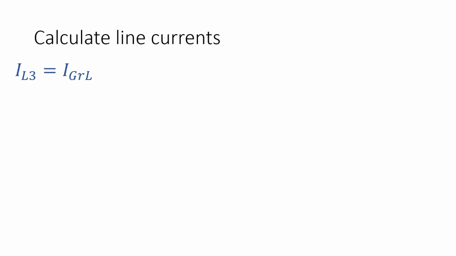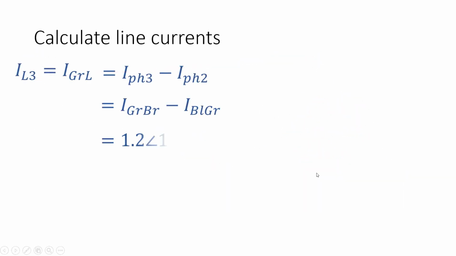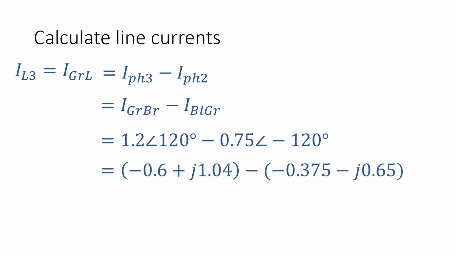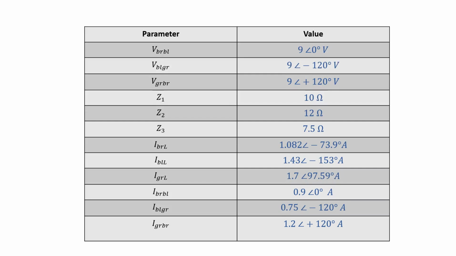And finally, you've got the line current in line 3, which is the difference between phase 3 and phase 2 currents. Again, you've got your line current here, and this node is where you got phase 3 minus phase 2 current. Do that calculation, turn it into rectangular, and what you get is 1.7 at 97.59 degrees. And we now have all of our parameters.